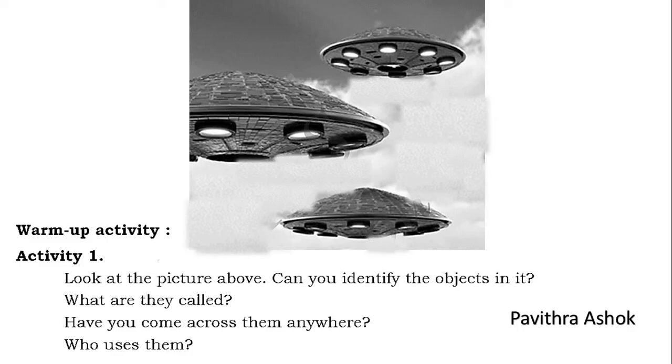Can you identify the objects in it? What are they called? Have you come across them anywhere? Who uses them? It's a picture of an alien spaceship, which is a vehicle used to travel in space. We can also call it a UFO, which means unidentified flying object.